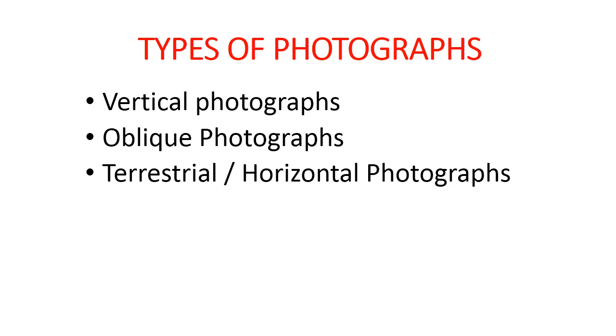So, in this part we have seen types of photographs: vertical photographs, taken from the camera station on the ground with the axis of the camera vertical. Then oblique photographs, taken with the optical axis of the aerial camera tilted from the vertical. And horizontal photographs, taken from the camera station on the ground with the axis of the camera horizontal, presenting a more familiar elevation view.